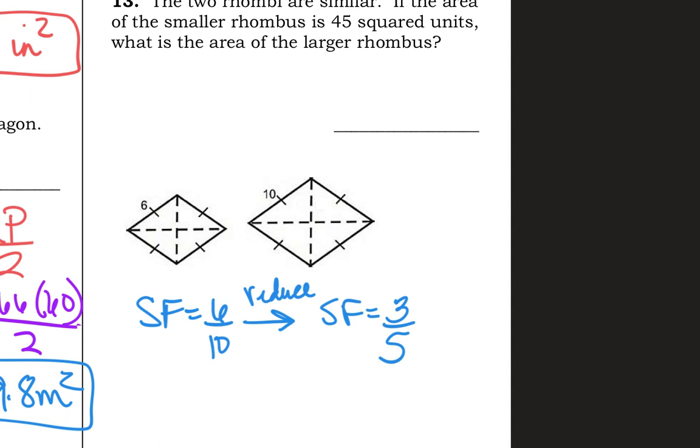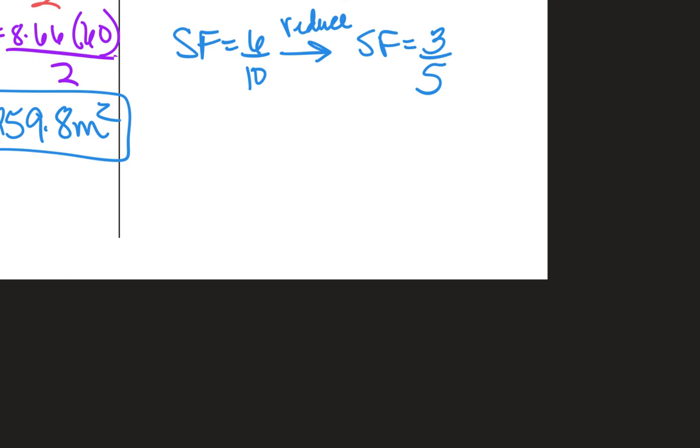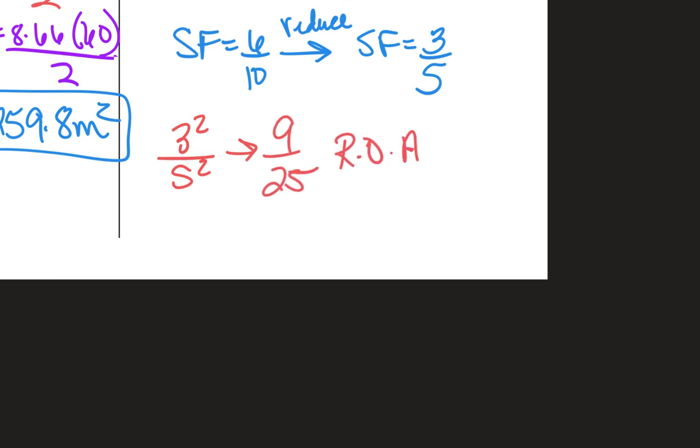Now, the question says, here are 2 rhombi that are similar. The area of the smaller one's 45. What's the area of the larger one? So what we want to do is take our scale factor and square it so we can get the ratio of area. So 3 squared and 5 squared would get us 9 over 25, and this is the ratio of area, which is what we need.